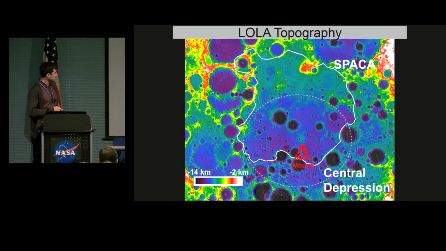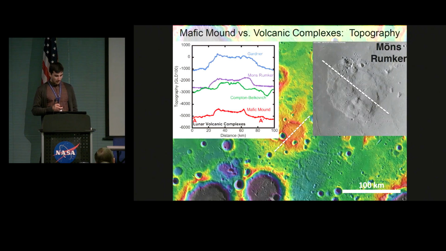For some insight into this, we can look at another feature within Spaka that's pointed out here. This is Mafic Mound. Mafic Mound is a local topographic high. In a 2015 paper, we investigated the morphology, topography, and composition of Mafic Mound, and we found that it was pretty similar to some volcanic complexes that we see elsewhere on the moon.